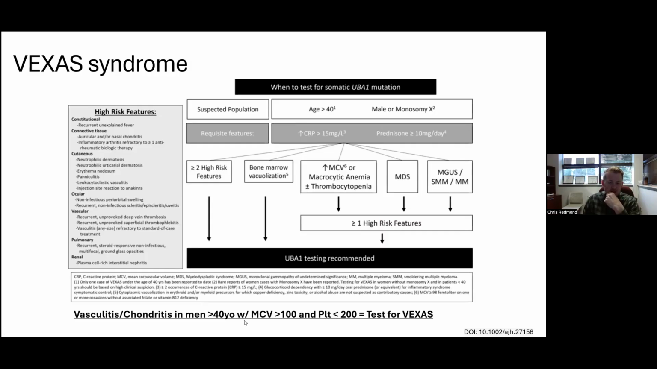My theory is if I have a new patient with vasculitis or chondritis, and a man greater than 40 with an MCV greater than 100 and platelets less than 200, usually I'm testing for VEXAS, because they're coming to me for this autoimmune disease. Other things can cause those findings, alcoholism, poor nutrition, other medications, but usually I'll run the testing anyway. It actually comes back relatively quickly too. So it's relatively commercially available.